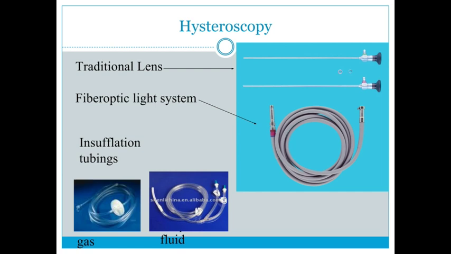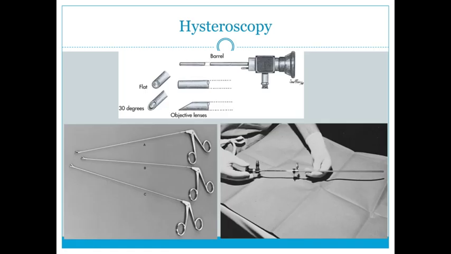A hysteroscope is usually a 4 mm scope that is attached to a light source and insufflation tubing. The tubing depends on which type of distension media is being used, either gas or fluid. The most common viewing angles are the 0° straight scope and a 30° offset scope. The hysteroscope is inserted into the sheath prior to insertion into the uterus.